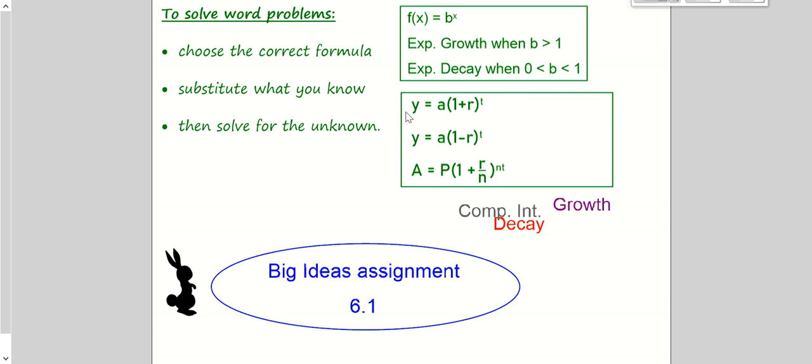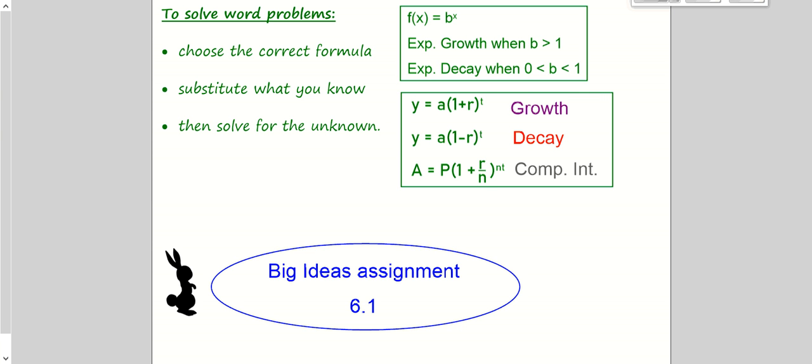Okay, let's start with this first one. If it has 1 plus r, which one is that? Growth, decay, or compound interest? There it is. That one's growth. So if adding r is growth, subtracting r is the opposite of growth. Decay, that's right. And this last one we just learned, that was our compound interest. So make sure you get those written down. It's a nice summary page.